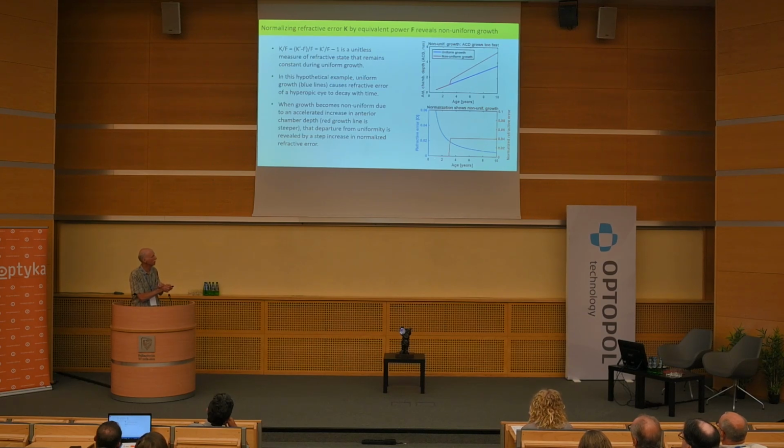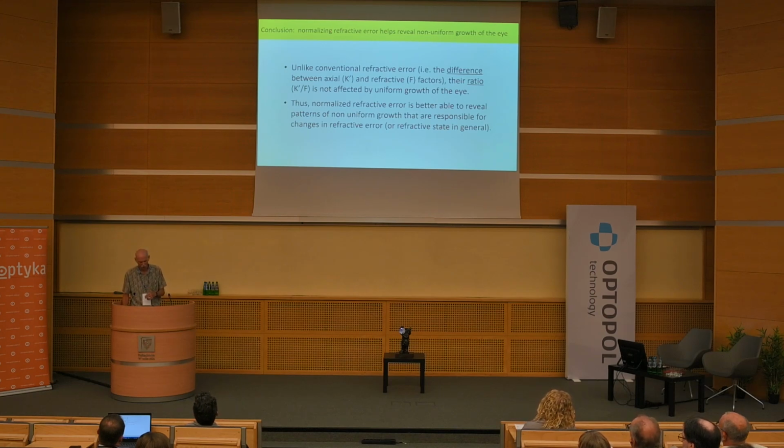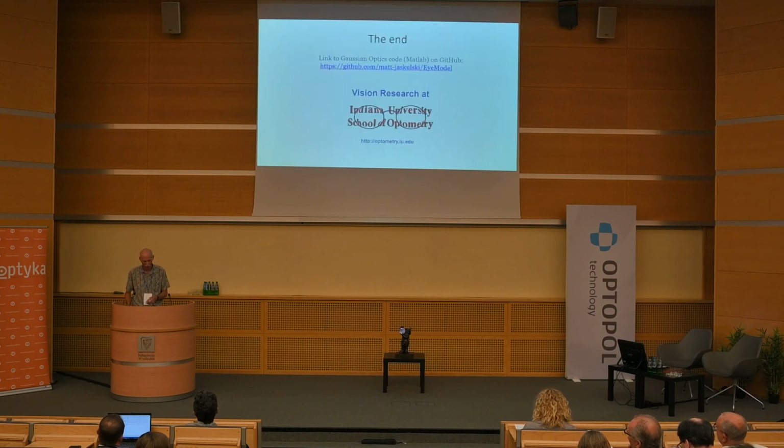It's constant during this period of uniform growth, and then it jumps up to a new value because the growth becomes non-uniform. So just an example, perhaps a way of approaching longitudinal data of an eye to see how the structural changes are happening. So to summarize that part, unlike conventional refractive error, which is the difference between axial and refractive factors, the ratio is not affected by uniform growth of the eye. So the normalized error seems to me to be better able to reveal patterns of non-uniform growth that are responsible for changes in refractive error, refractive state in general.